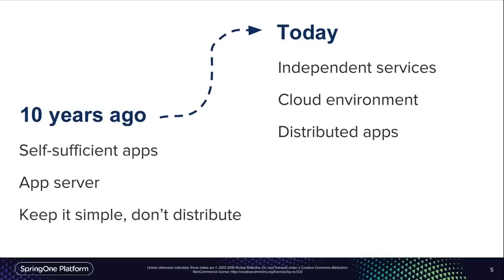But I would argue that the reason why this is actually entering the mainstream is not that we haven't been trying to do non-blocking in Java. There's a lot of examples. But the reason is that a lot of things have changed about the way we build applications. So 10 years ago, our applications were much more self-sufficient. We would deploy to an application server. And the basic rule of thumb was keep things simple, don't distribute unless you really have to, which is still a good principle. But what we have today is a very different situation.